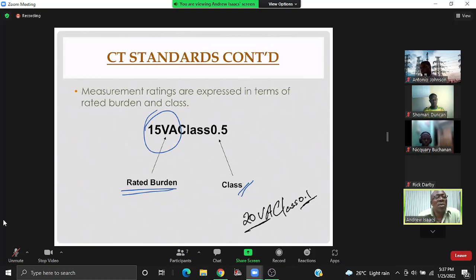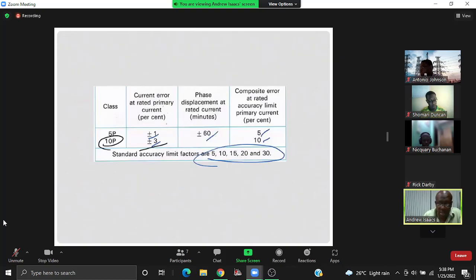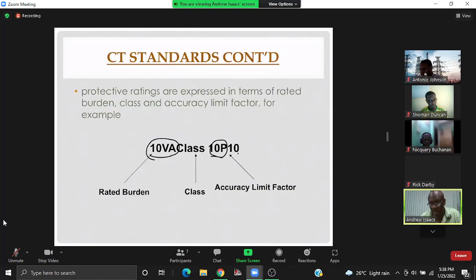For your protection CTs, a little more information is given based on what we said here. For your protection CTs, you have 10 VA class 10P10. Rated burden, yes. From the 10P, you'd know what the errors are. And then you have the accuracy limit factor, so you know the ratio of the limit current to the rated current.